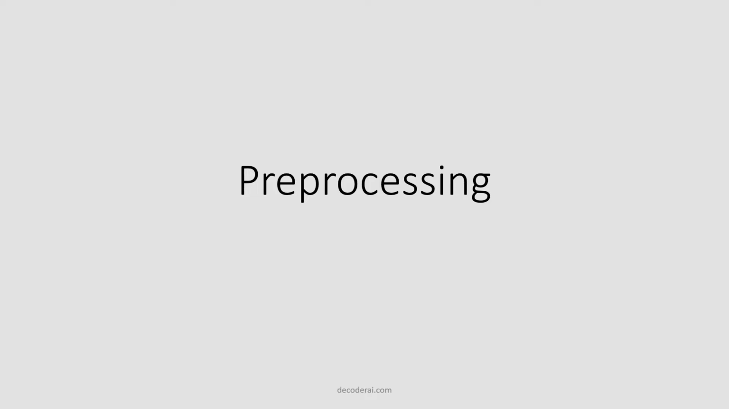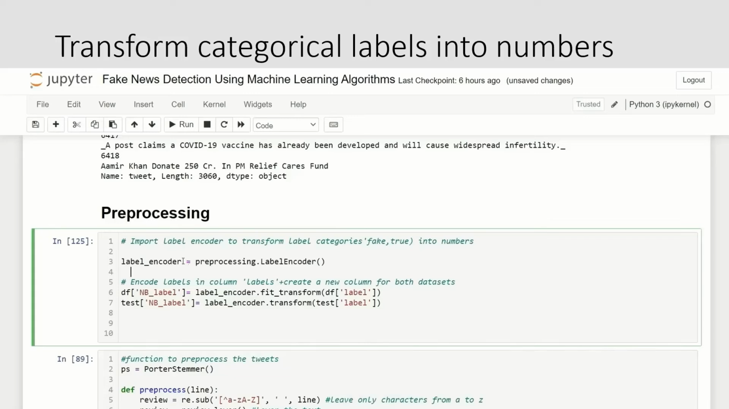Now we will move to the pre-processing step in our project. The first step in our pre-processing phase is to transform the categorical labels into numbers using the label encoder function. We will fit and transform both of the datasets.